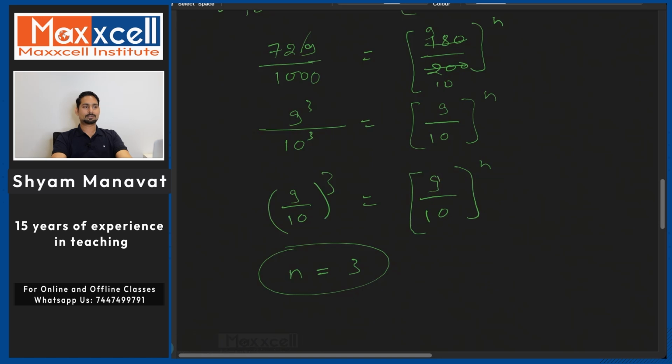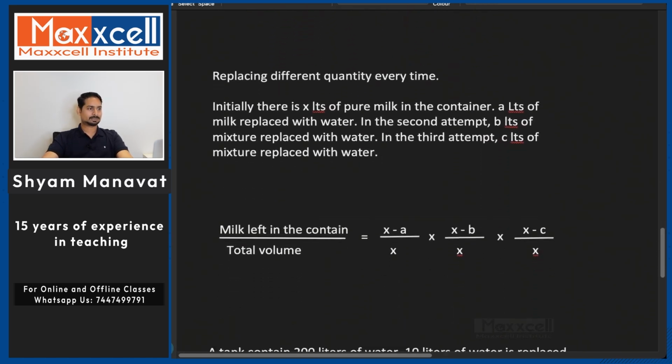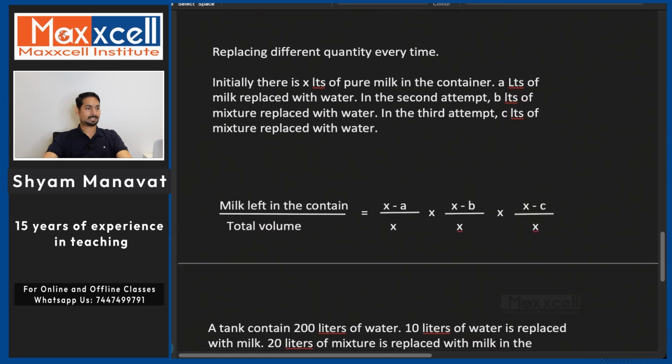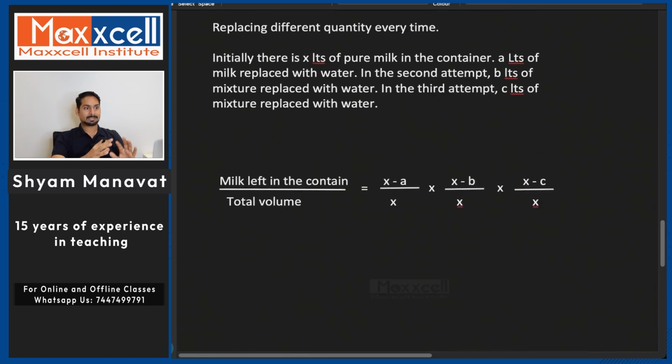So I hope this is clear to you. Let's move to the next question. I got a new case for you. In the previous 2 questions, we have seen that the quantity of replacement is the same. What if the quantity of replacement is changing?